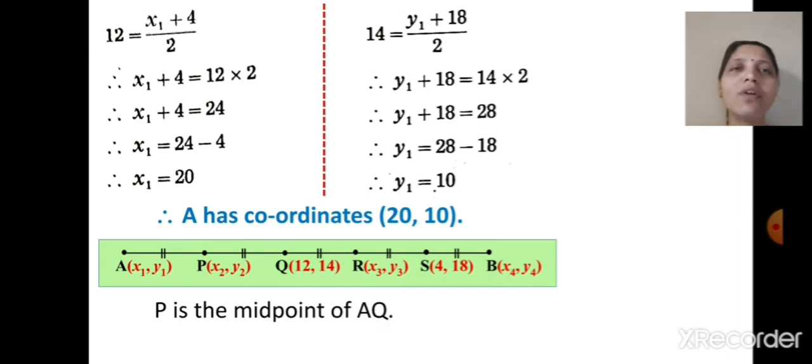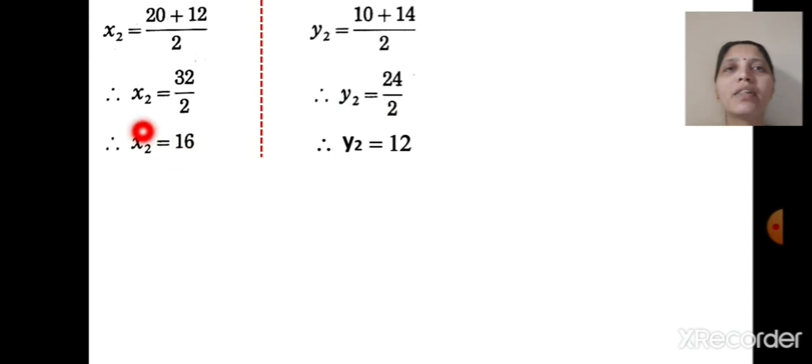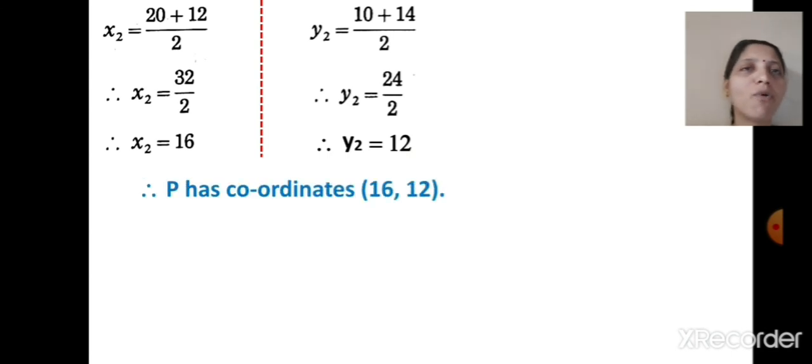Now we have to find the coordinates of point P. So how will you find out? P is the midpoint of segment AQ. We know the coordinates of A now, and Q, so we can find the coordinates of point P. So by midpoint formula, substitute the values here. x2 is equal to 20 plus 12 upon 2, that is 32 upon 2, that is equal to 16. And y2 is equal to 10 plus 14 upon 2, that is 24 upon 2, that is equal to 12. So P has coordinates 16, 12.